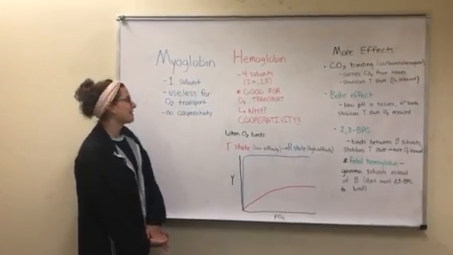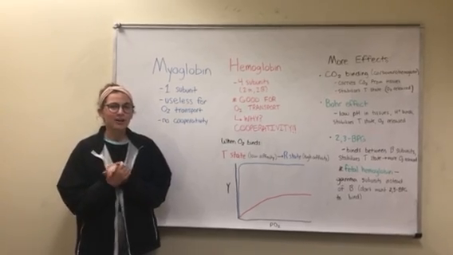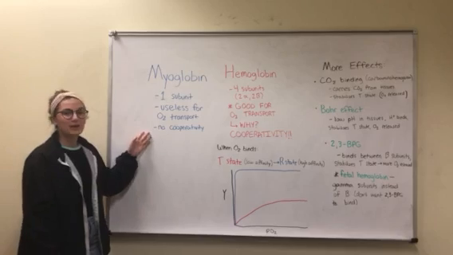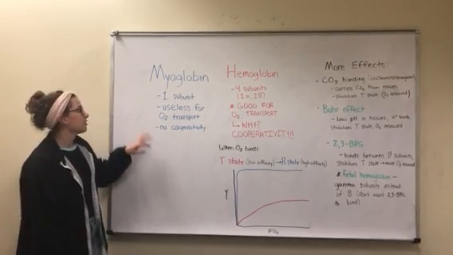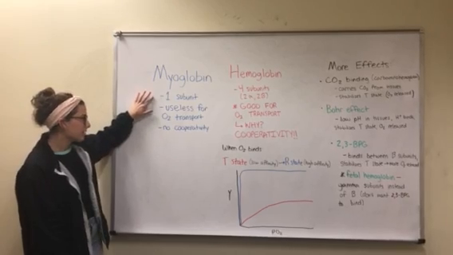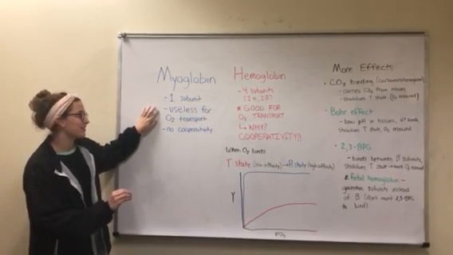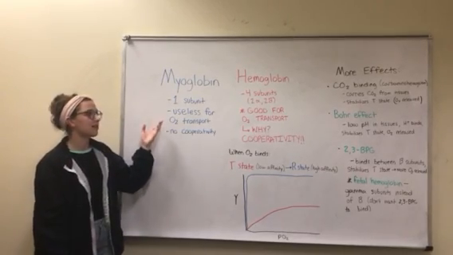Talking about myoglobin and hemoglobin, which are two molecules in the body that are very important for the binding of oxygen in the body. So first we've got myoglobin. Myoglobin is very important in oxygen storage. Some features about myoglobin: it has one subunit, and it is useless for oxygen transport, which we will get to when we talk about hemoglobin. But the reason for that is there's no cooperativity because there's only one subunit.